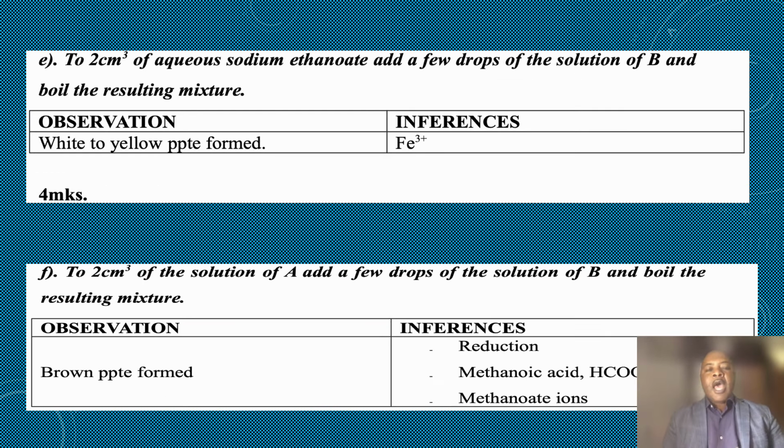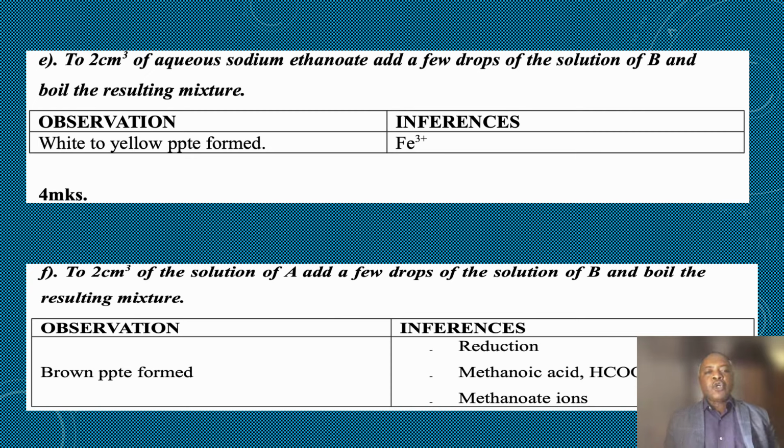It drove us to the E part of it: to 2 cm³ of aqueous sodium ethanoate, add a few drops of the solution of B, and boil the resulting mixture. The observation was a white to yellow precipitate formed. It's only iron 3 that can do that.